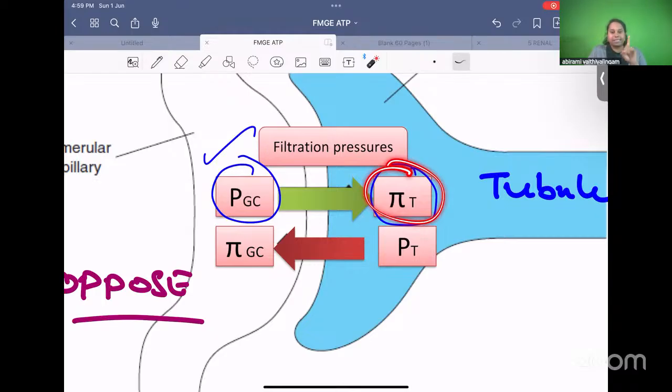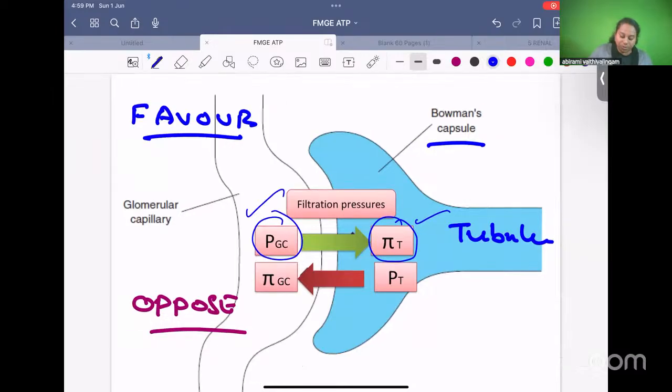Pi T is oncotic. Is this pushing or pulling? Pi T, pushing or pulling? Pulling. But it is pulling from the glomerulus into the tubule. Again, it is helping you in the normal filtration. So the two favoring forces are PGC plus pi T. Opposing forces: pi GC and PT.